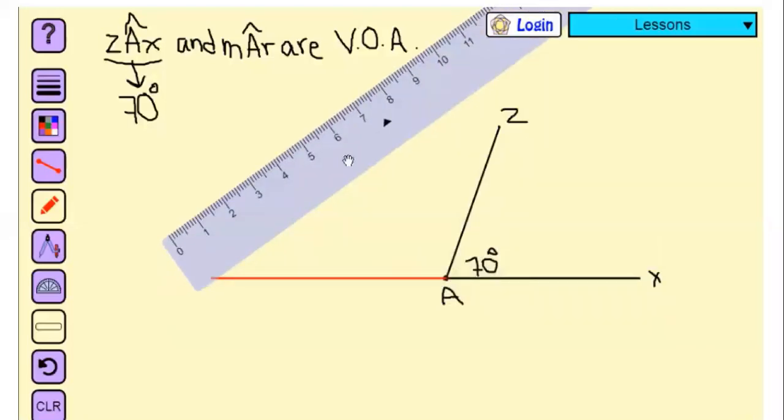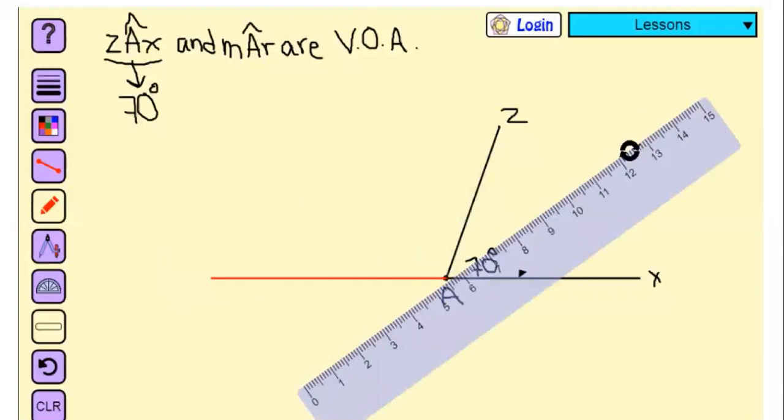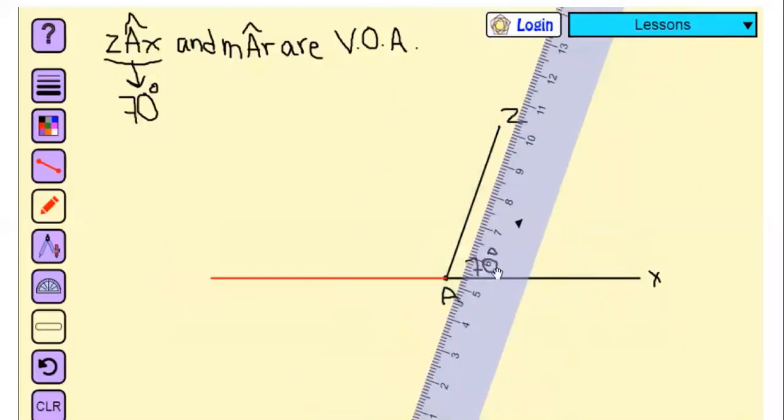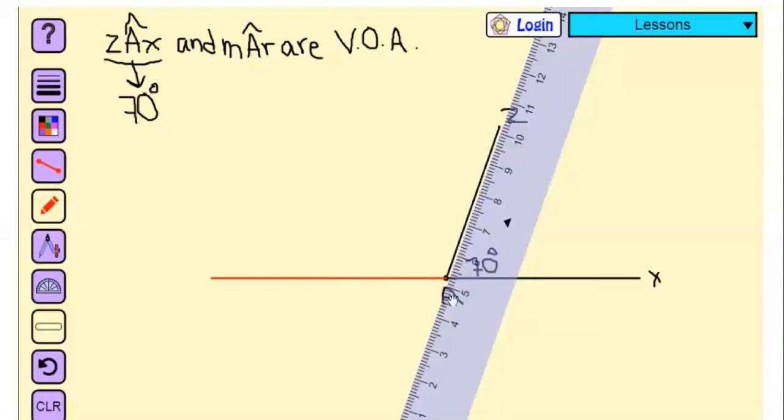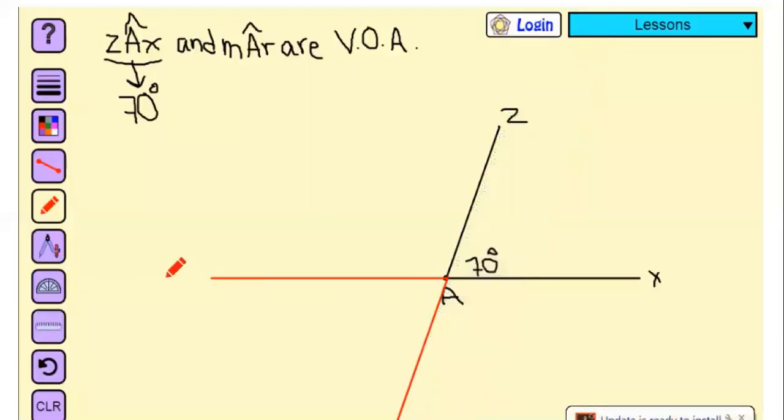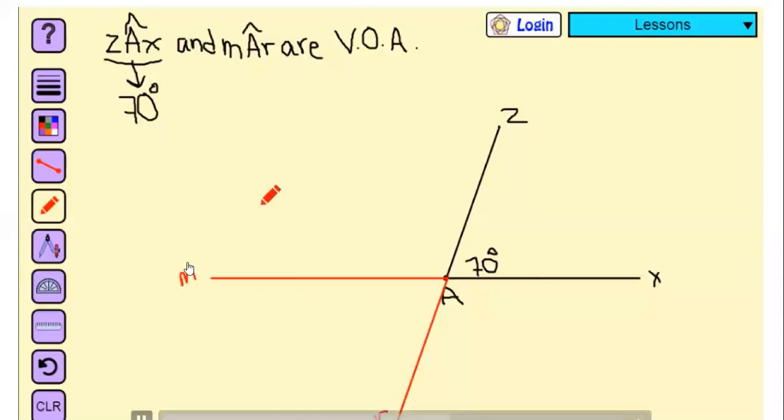Then I put my ruler beside the second side of the first angle and make elongation. This is the second side of the second angle. So this is A, R. Okay, now my question is: calculate the measure of angle MAR. What is the measure of this angle?